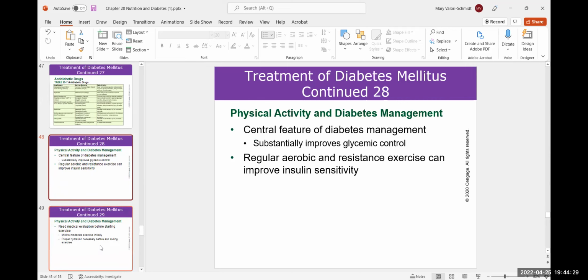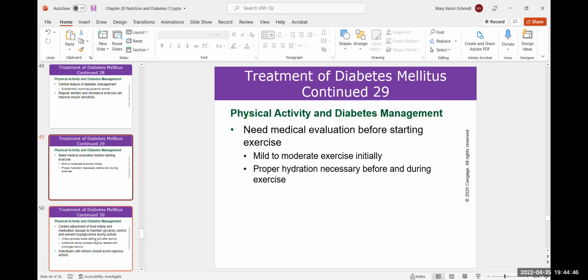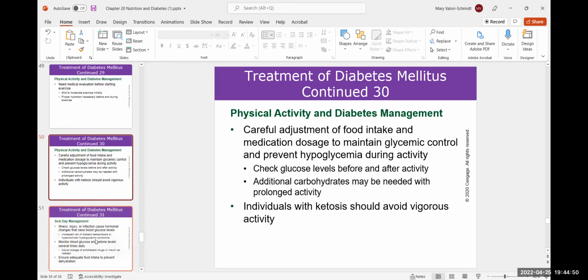Physical activity, people have got to move. I say this all the time. And if you're not a diabetic, start moving now because that helps prevent the insulin resistance in the cells so that you won't wind up diabetic later on, right? Remember, before you start an exercise program, you should always consult your physician and make sure you stay hydrated.